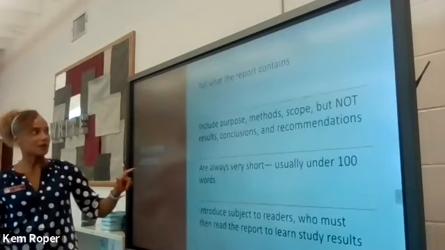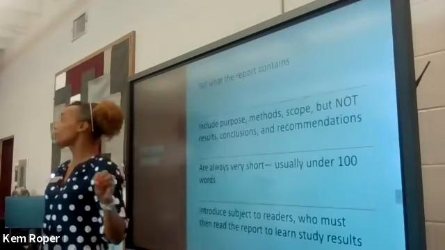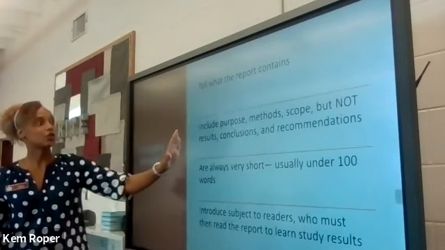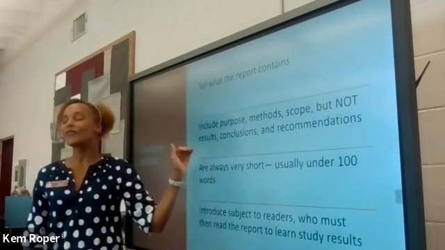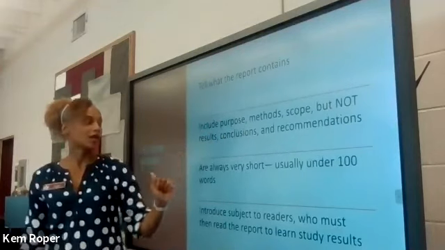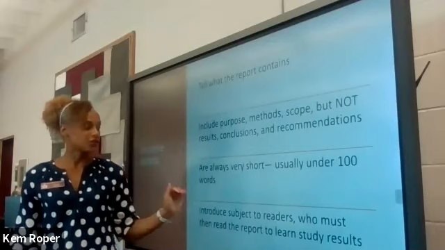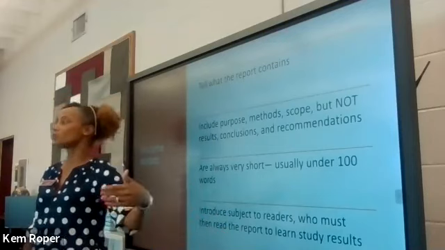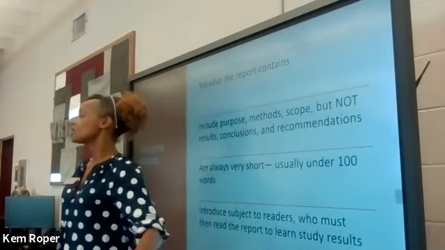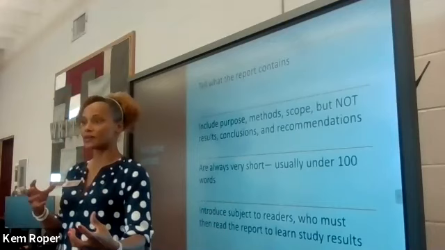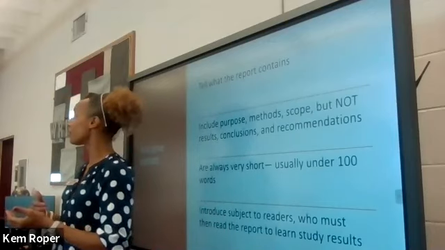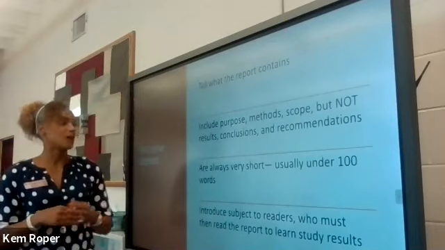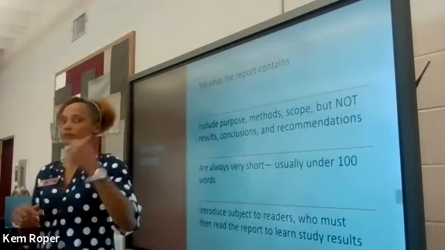A descriptive abstract is a little bit more of a preview. So it tells what the report contains, includes purpose, methods, scope, but not the results and conclusion, recommendations. It's very short, and it introduces the subject so that readers then have to read the rest to find out what happened. So you'll need to find out which of the two types of abstracts your professors prefer for any given assignment. They may want the descriptive one, or they may prefer the other one.